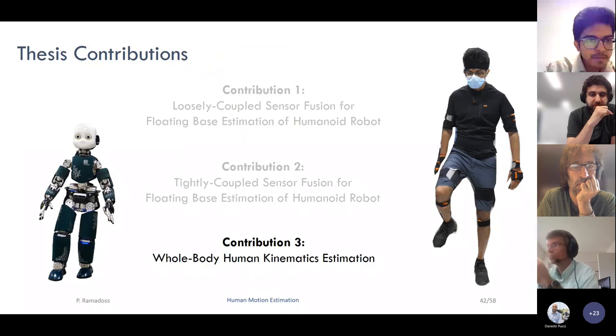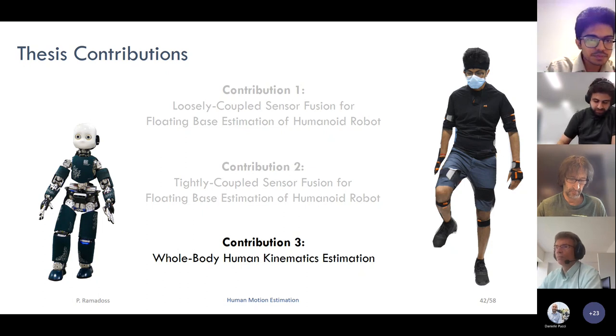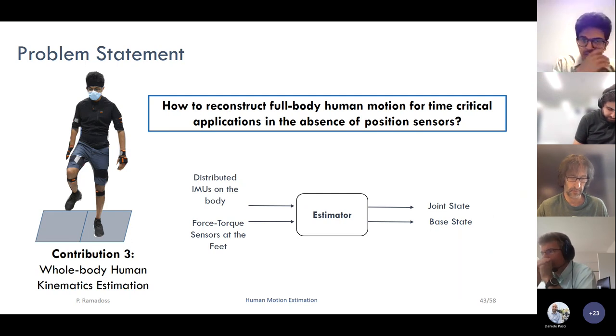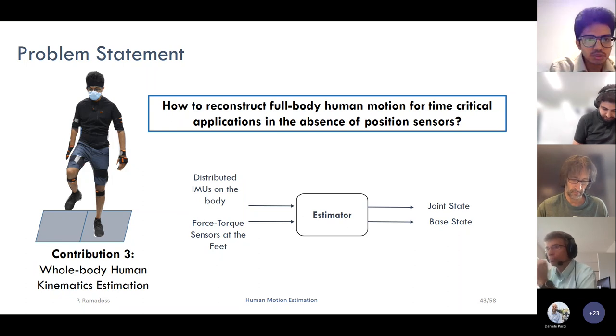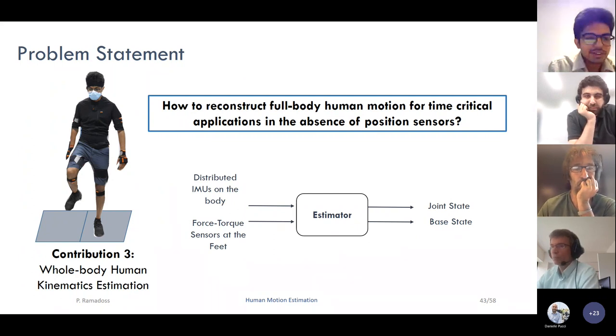Now I move on to the final contribution, which is whole body human kinematics estimation. Here the question we ask is how to reconstruct full body human motion for time critical applications in the absence of position sensors. In particular, we want to combine measurements from distributed IMUs worn by the human, and force-torque sensors at the feet. And we want to estimate the joint state and the base state of the human.